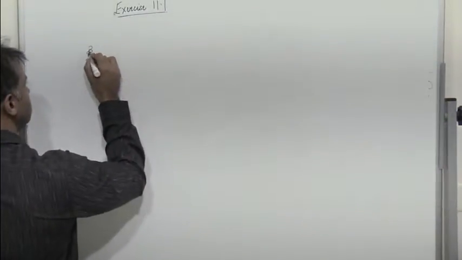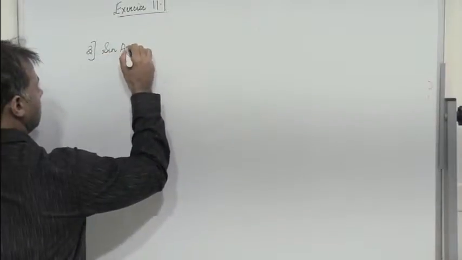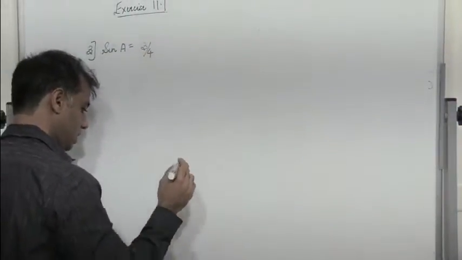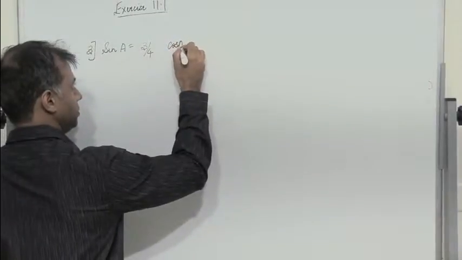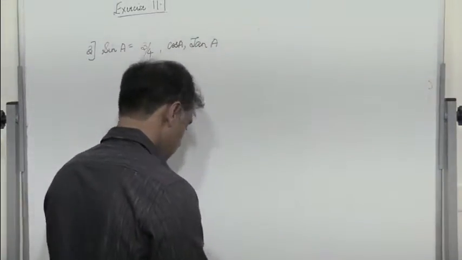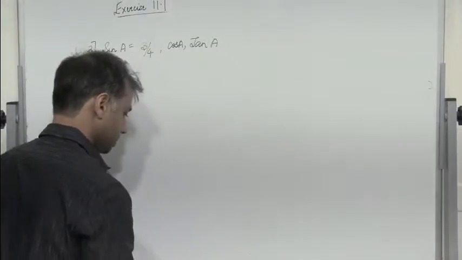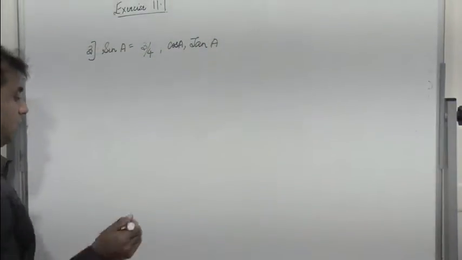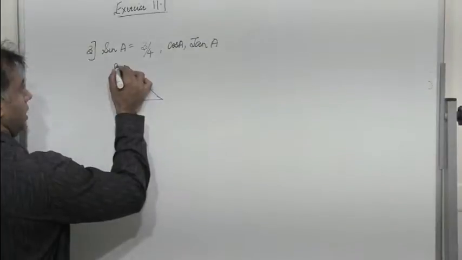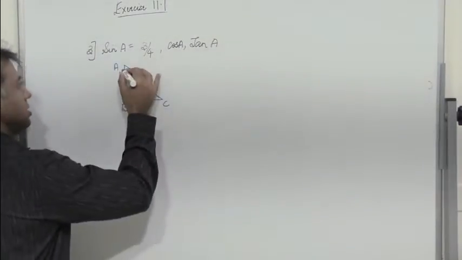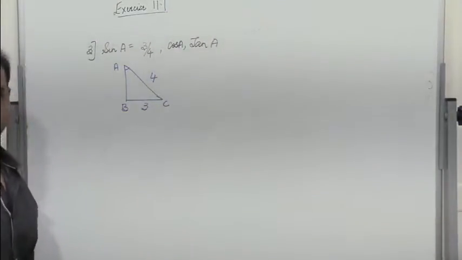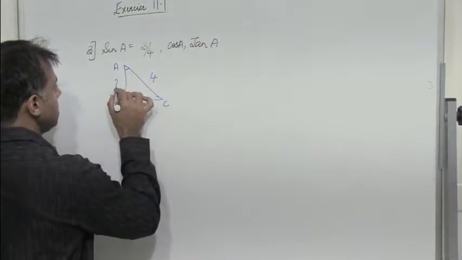It states, if sine A is 3 by 4, then find cos A and find tan A. Okay, so this is again a very simple problem. So sine A. So what is sine A? So let's assume that this is A, this is B, and this is C. Okay, so sine A is opposite side by hypotenuse. So it has to be BC by AC.